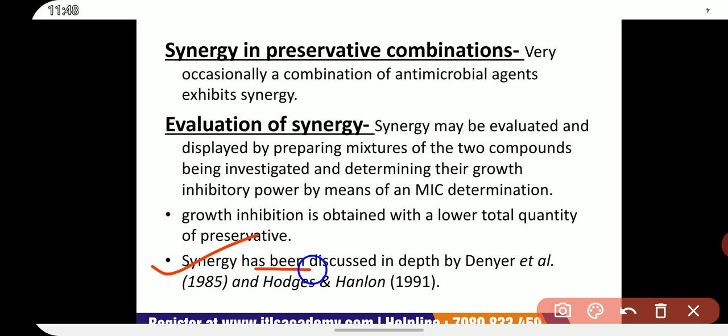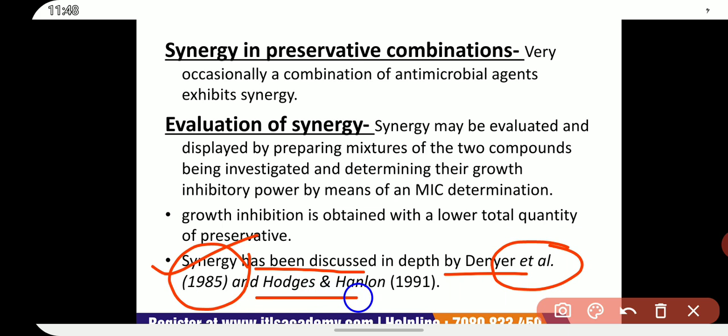Synergy has been discussed in depth by Denier et al. in 1985 and Hodges and Hanlon in 1991.